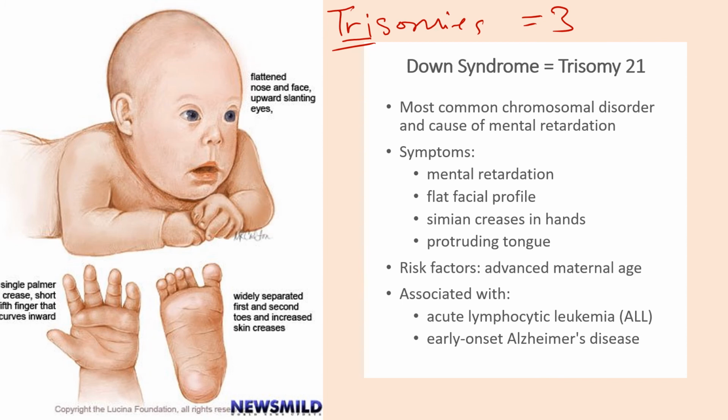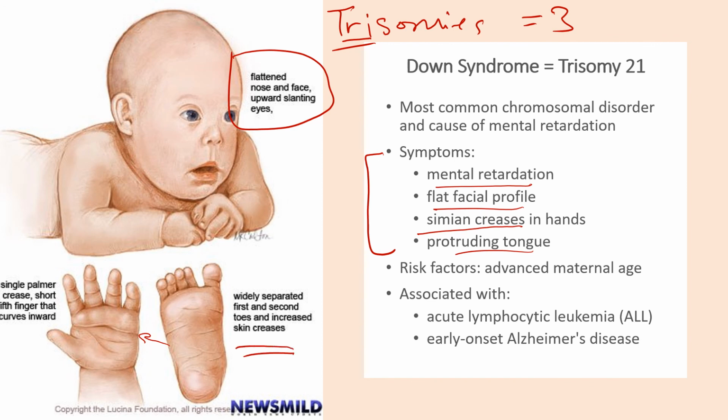There are a few symptoms that you should be able to recognize: a flat facial profile, mental retardation, simian creases in the hands, a protruding tongue, a flattened nose and face, slanting eyes, a widely separated first and second toe, and increased skin creases. One of the risk factors for having a baby with Down syndrome is advanced maternal age. With the mom being older, there's more of a chance for a trisomy 21 to occur.